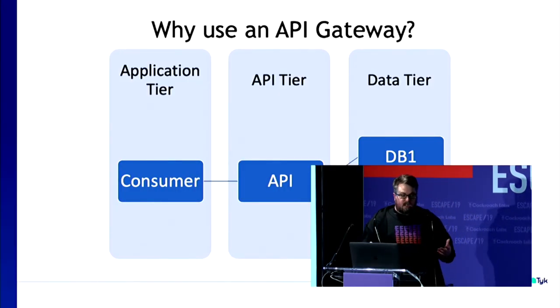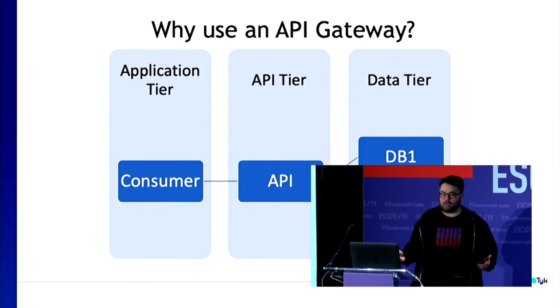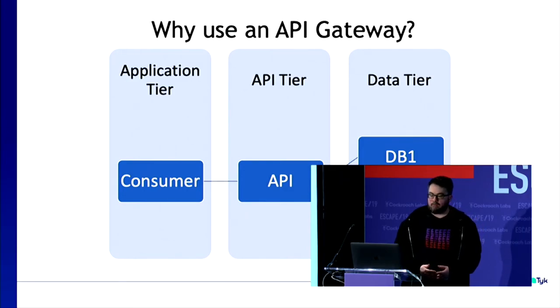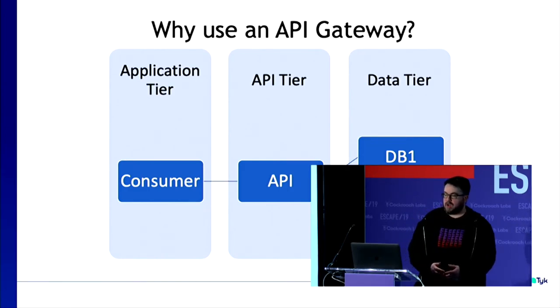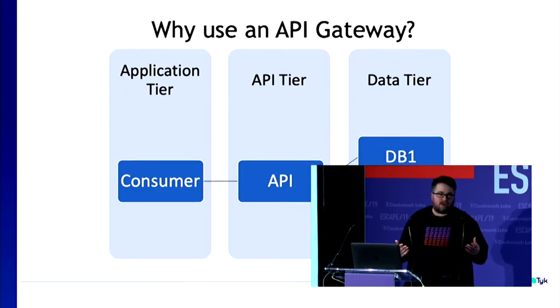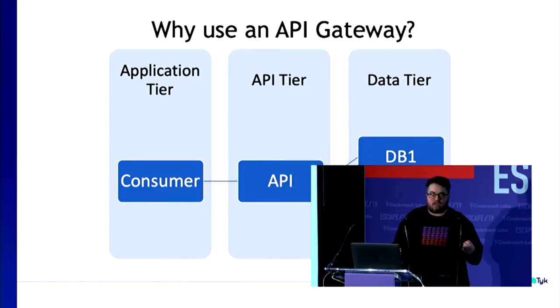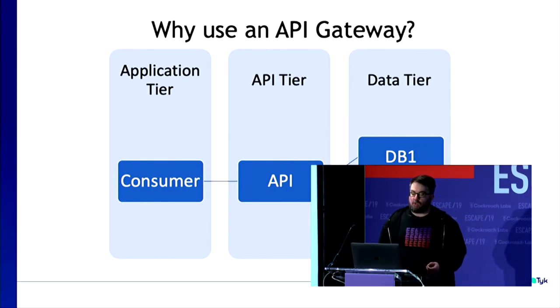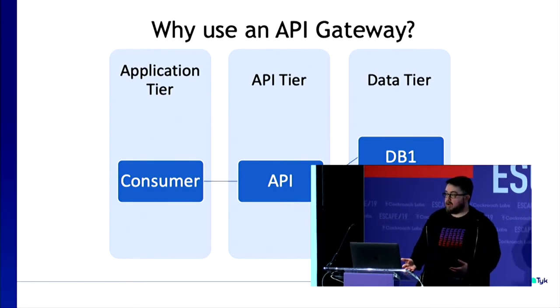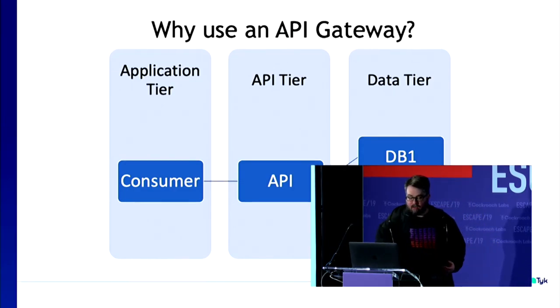So here we have just your typical monolith. You have your consumer, your API, and maybe a couple of data sources behind it. This works well for some organizations, especially if all of that consumer traffic is internal to your network. From the standpoint of internal traffic, many people don't think that they need to be protected or they don't need the capabilities of an API gateway there in order to manage their traffic. They just pretty much run with what they have.